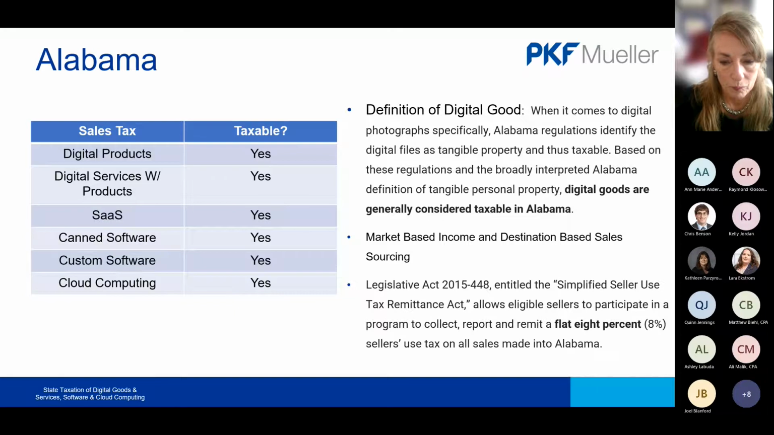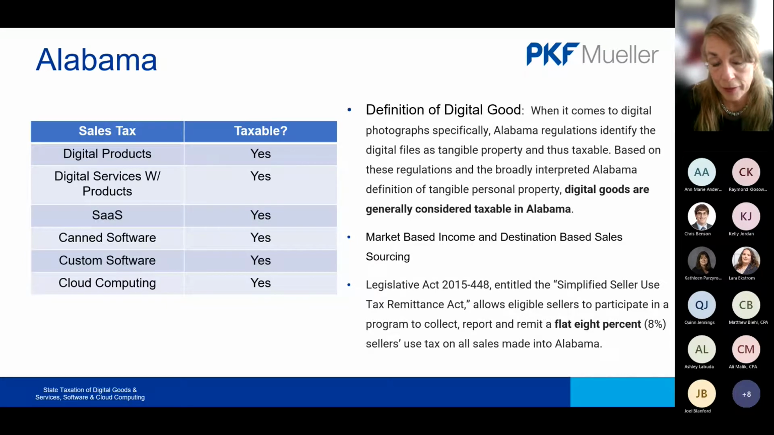When it comes to digital photographs specifically, Alabama regulations identify digital files as tangible property and thus taxable. Based off these regulations, that are broadly interpreted, Alabama's definition of tangible personal property includes digital goods, which are considered taxable in that state. We'll see a lot of these definitions throughout these states, and we just want to reiterate that they will be different. That's one of the things of this realm of digital goods: how certain states define these goods. And with Alabama, they're pretty much all in on everything.